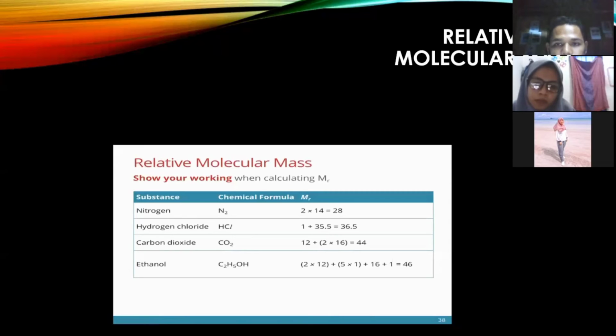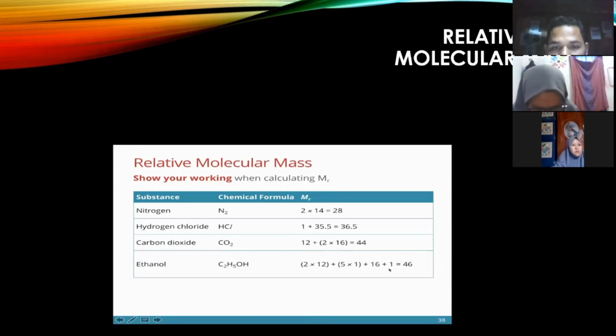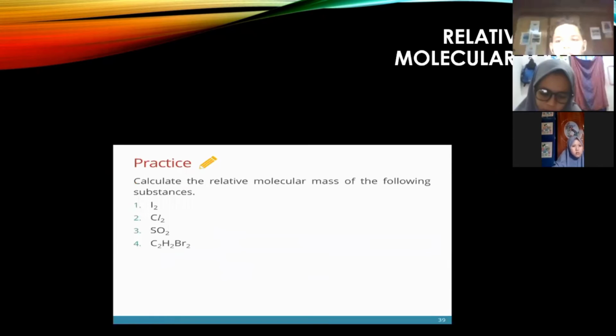For ethanol, we have 2 carbon, 5 hydrogen, 1 oxygen, and 1 hydrogen. So you can see the working here. 2 times 12, 5 times 1, 16 plus 1. So always show your working when you calculate the Mr because marks will be awarded. Now have a go at calculating the relative molecular mass of each of the following substances. Pause the video now. Here are the answers. Hopefully you got all of them correct. Great, let's move on.